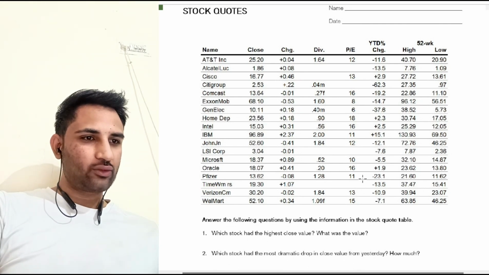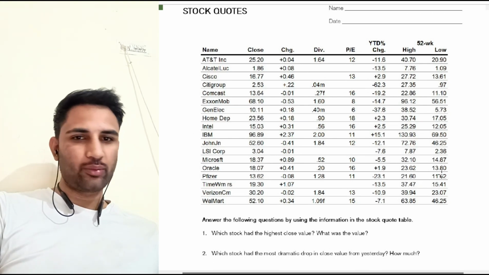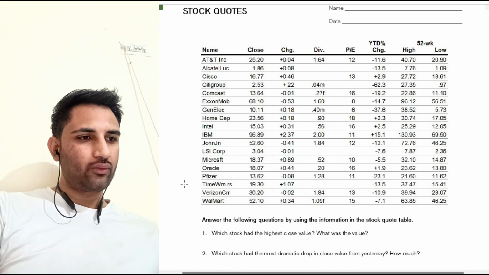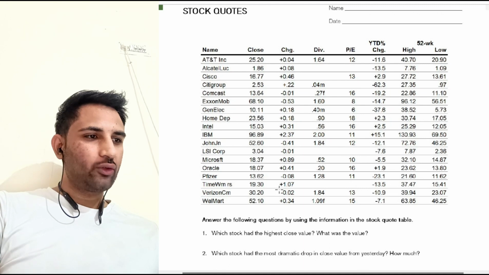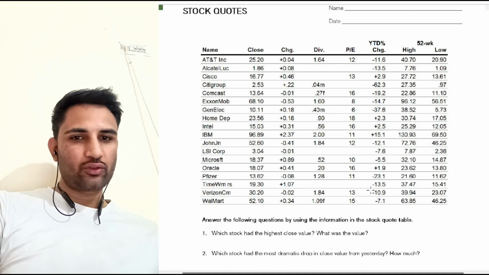Next one is Verizon Communications. Closing price was 30.20. Change is negative 0.02. Dividend per share is $1.84 per share. Profit earning ratio is 13 only. Year to date changes negative 10.9. 52 week high and low is 39.94 and 23.07.